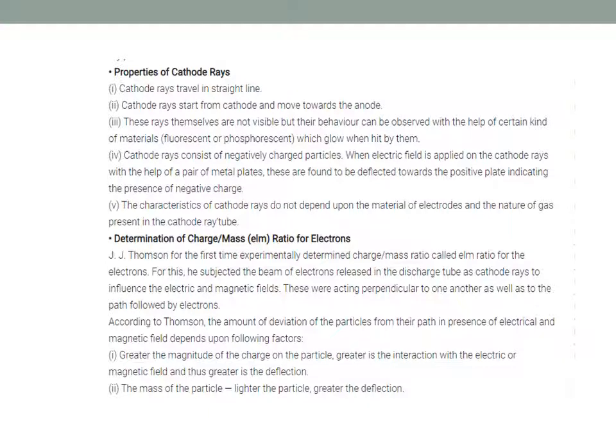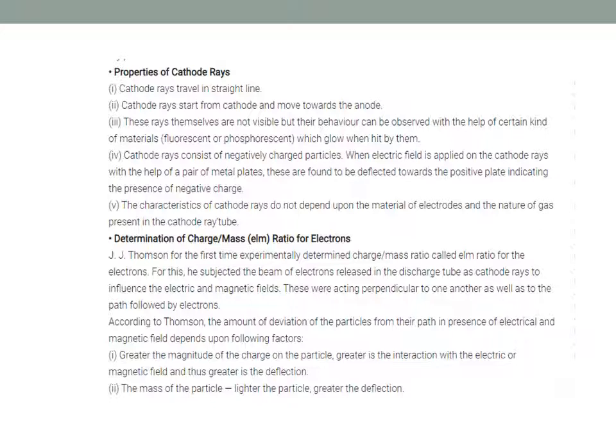Now, properties of cathode rays. Number 1. Cathode rays travel in straight line. Cathode rays start from cathode and move towards the anode. These rays themselves are not visible, but their behavior can be observed with the help of certain kind of materials, that is fluorescent or phosphorescent materials, which glow when hit by them.